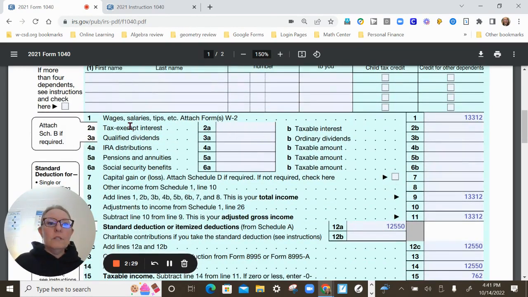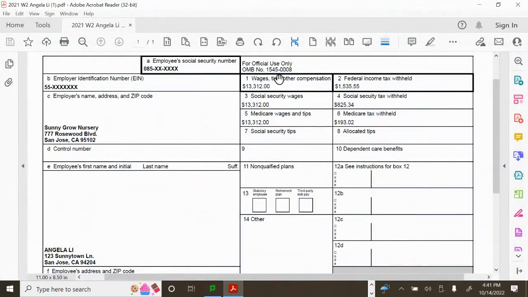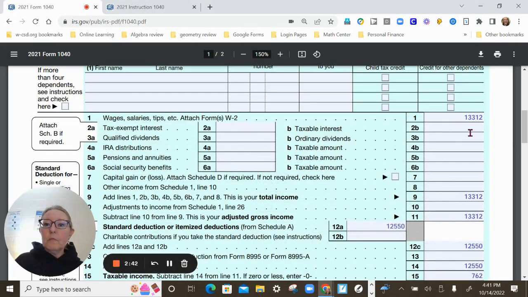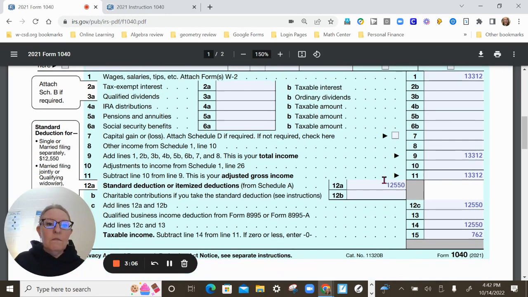Okay, then notice it says wages, salaries, tips, attach forms W-2. So I'm going to toggle a little bit here, so hold on with me. Here is box 1. She made $13,312. That has been entered in line 1. Then we have places for other income. Remember that you have to pay tax on earned income, which is what you have on your W-2, and additional income, which could be reported on 1099 forms. So if you earned interest from an account in a bank, you earned investment income, all of those things get added. She doesn't have any of those.